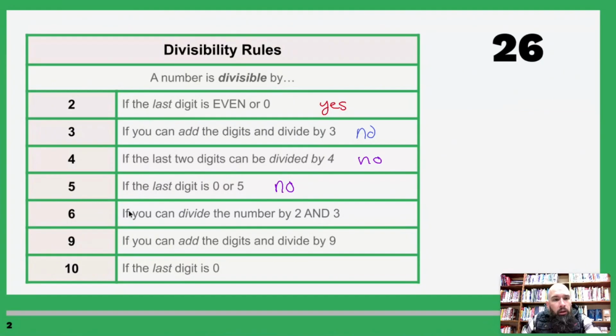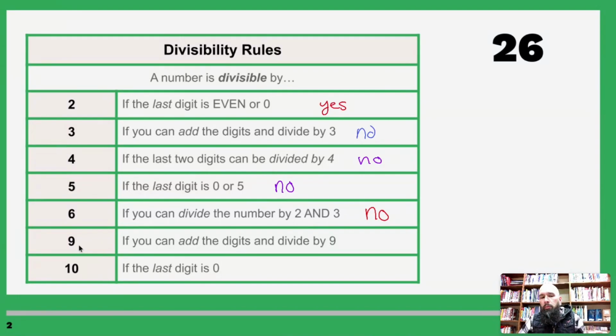Is this number divisible by 6? Well, if it's divisible by 6, you can divide the number by both 2 and 3. Now let's go up here. Can you divide it by 2? Yes. Can you divide it by 3? No. So since it doesn't do both, we have to say no for this one.